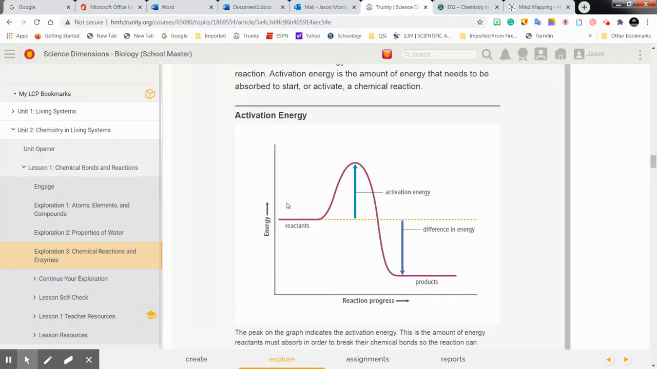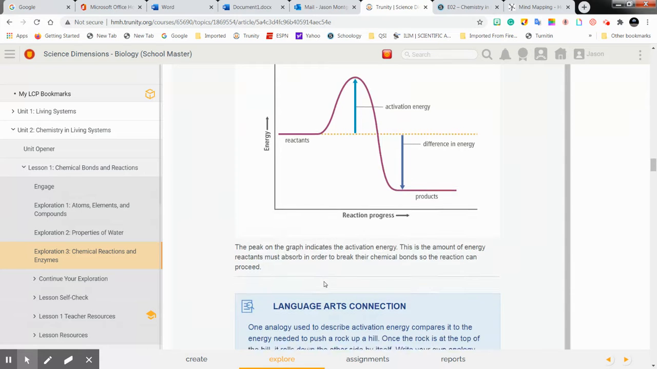Sometimes you need to add energy in order for a chemical reaction to start, like frying an egg, for instance. You've got to heat it up. Once it reaches a certain point, then a chemical reaction can take place and produce something else. The activation energy is the energy put in. The difference in energy is the energy that comes into the reactants to cause them to change into something else.